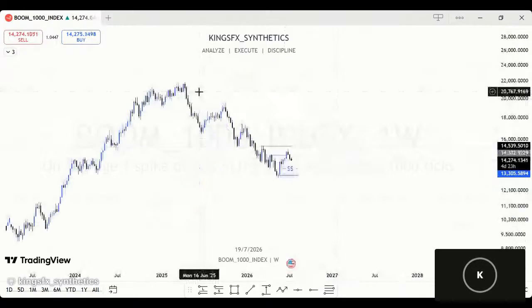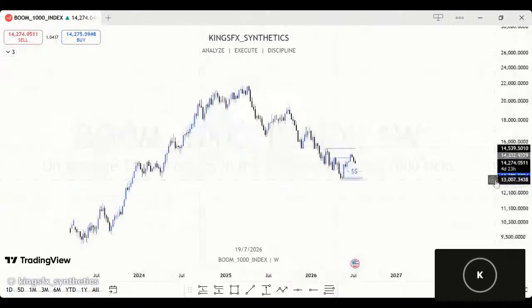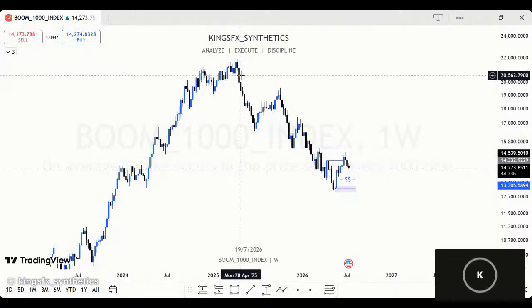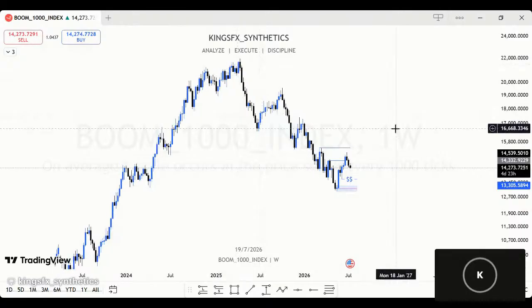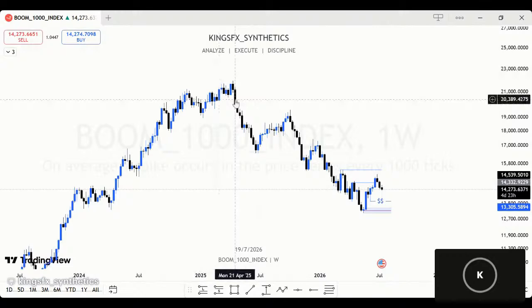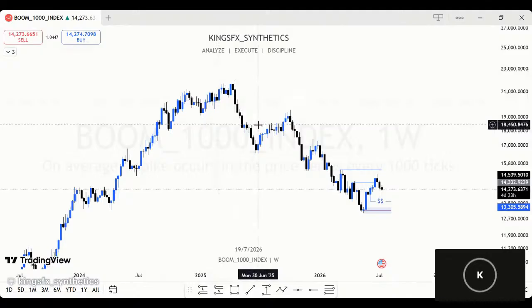Now, this is a weekly time frame candle. Each of the candles you see on this chart represents a weekly move. So over the past months, price has been selling massively, and this has been a very huge cause of entry.